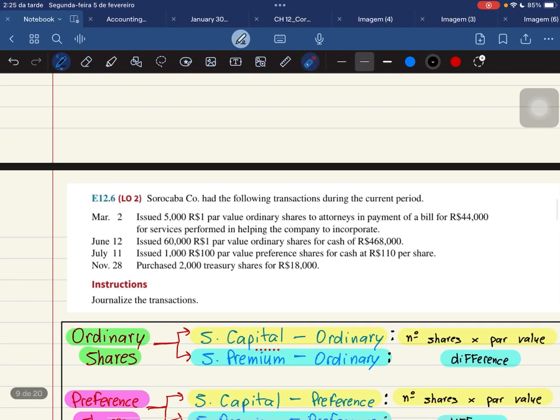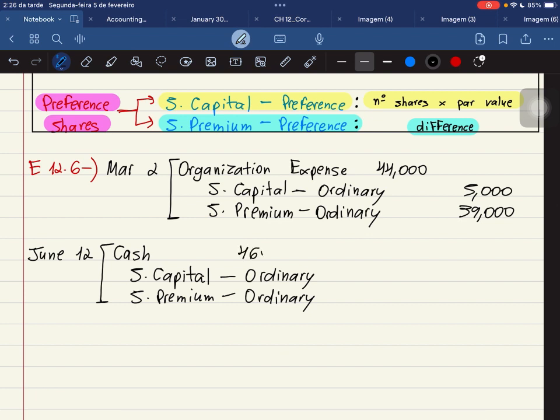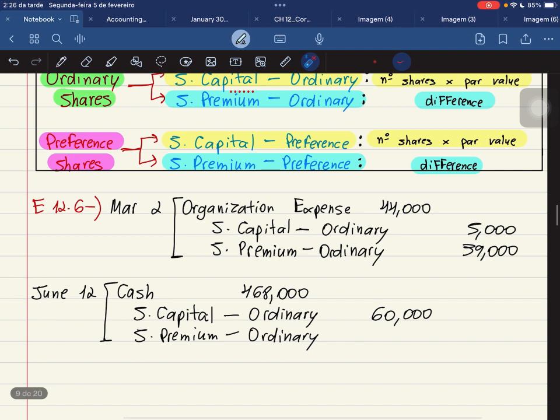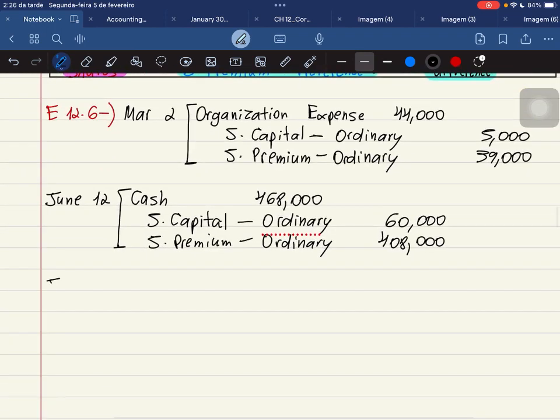Okay, so they were issued for 468,000, and over here we have 60,000. So I'm gonna put these numbers here, and the share premium ordinary, like it said here, it is the difference. So we're gonna have 468,000 minus 60,000, that gives us 408,000.